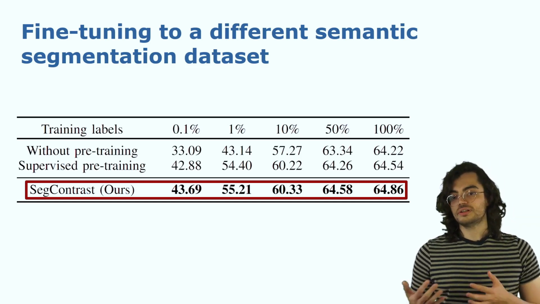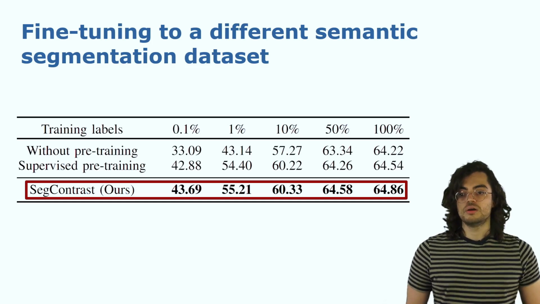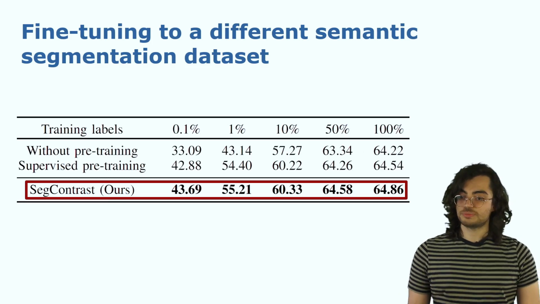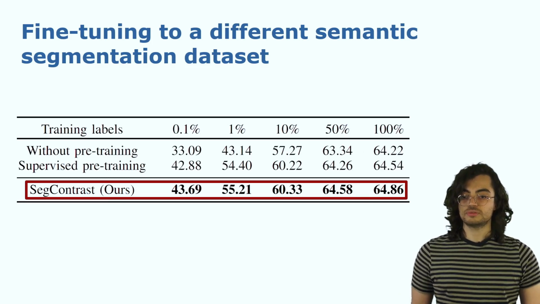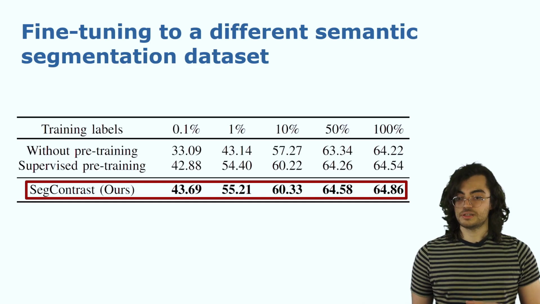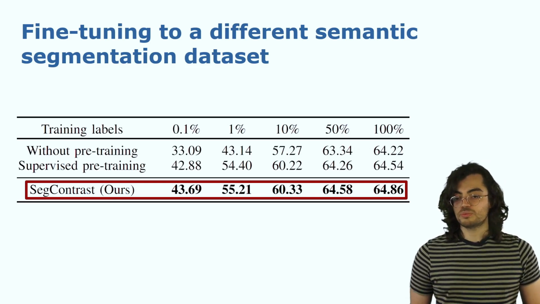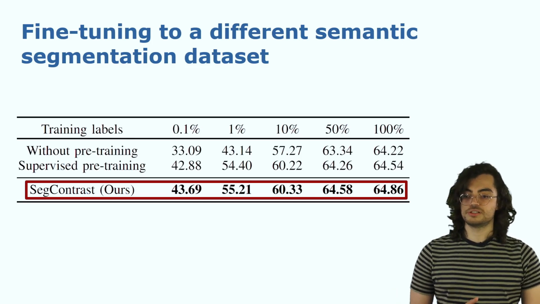Regarding generalization, we use the network pre-trained on SemanticKITTI to fine-tune to a different semantic segmentation dataset, which uses a different LiDAR and a different sensor setup. We compare our self-supervised pre-training method with the semantic segmentation supervised pre-training. In this experiment, our proposed method achieves a better generalization, performing better than the pre-training with the labels, being consistently better when fine-tuning with different label percentages.